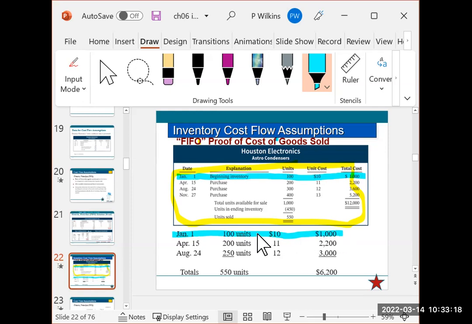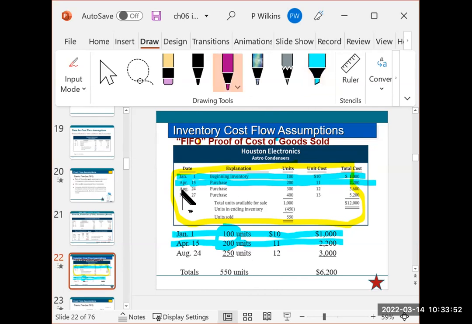Okay, so now we have 100 units. How many more do I need to get to 550? Well, I need 450 units more to get to 550 units. So I'm going to go to the next line down. We're going top down, right? April 15th, there was 200 units at $11 each for a total of $2,200. So I'm going to take all 200. April 15th, 200 units, $11 each is $2,200. So now I've got 300 units, right? How many more do I need to get to 550? I need 250 units more.